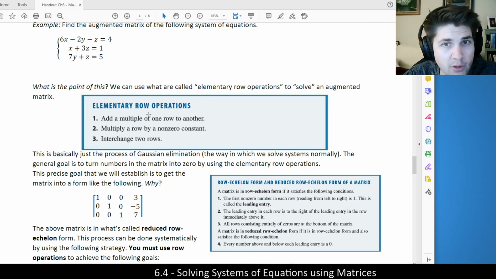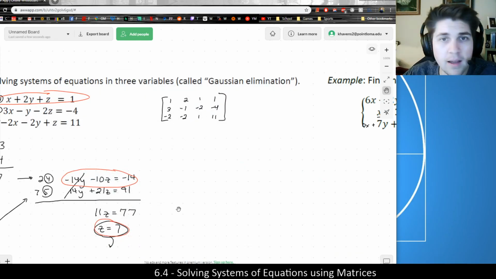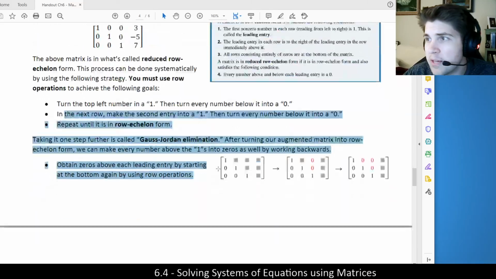You can do them in any order you want, but we're going to be applying them strategically in order to make our matrix in triangular form. Basically, the same thing we want to do here. So as I imagine it, my goal is to transform the matrix into this.